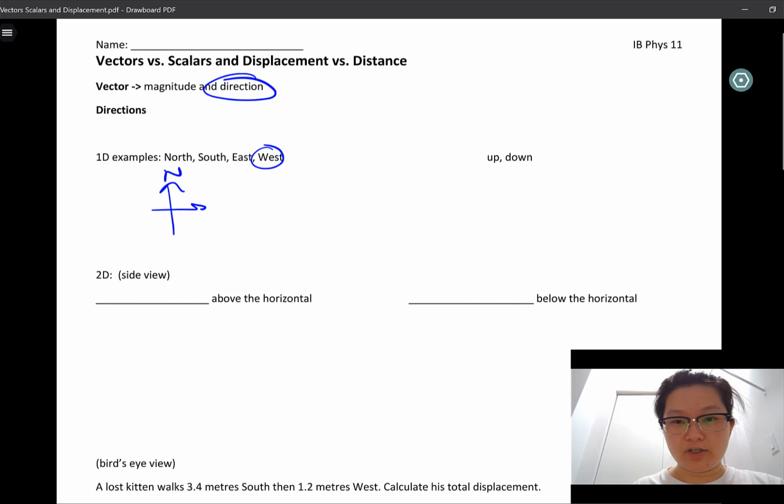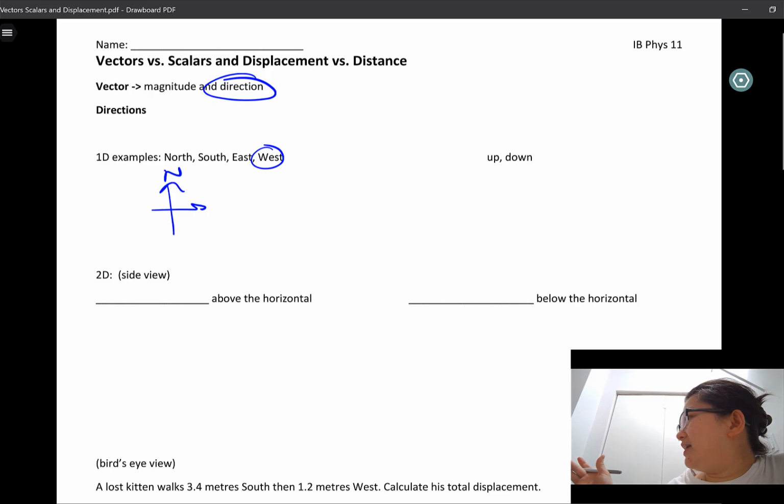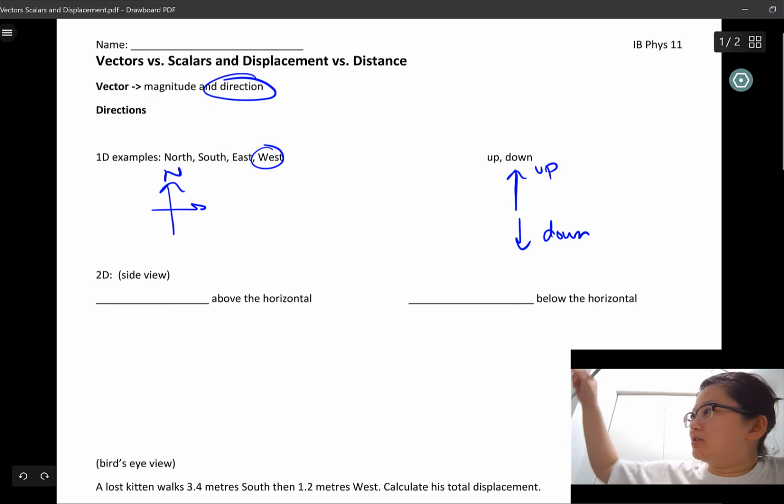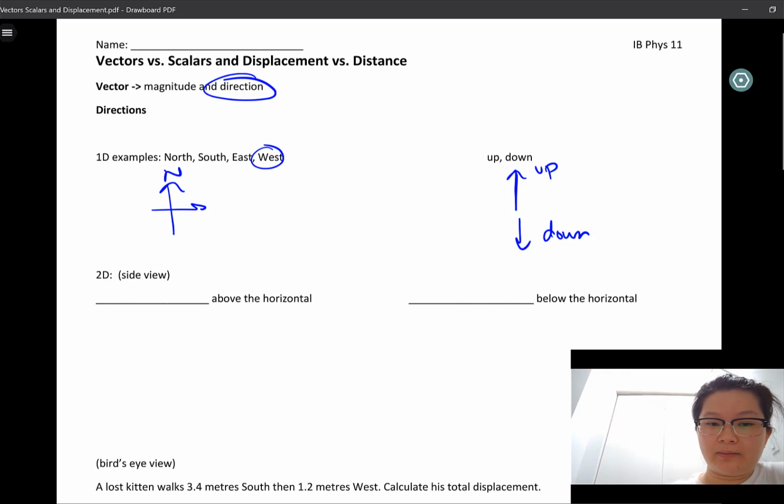Then you have another view, which is the up and down direction. For example, if I'm looking at something from the side, then it is either moving up or moving down. That's very straightforward. It's in one dimension, so it's along a straight line.